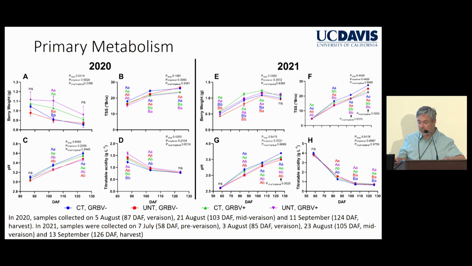For results of pH, we've seen a significant influence in 2020 of cluster thinning only. So you've seen that the cluster thin vines had higher pH at mid-veraison and harvest, 2020, and then in 2021, we've seen also the same effect where cluster thinning only was influencing the pH. And then for titratable acidity, by harvest 2021, there was no significant difference. But for 2021, cluster thinning did slightly, it made a significant difference there.